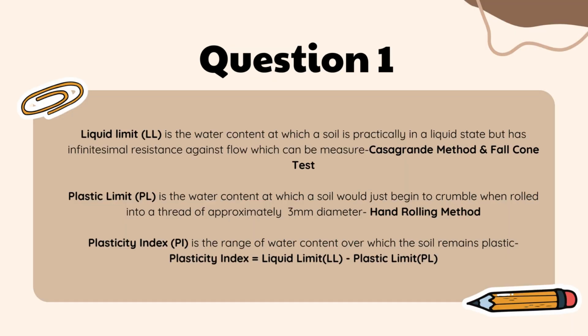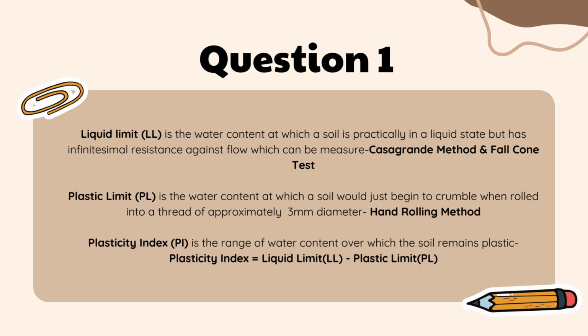For question 1, part 2, we have to calculate the plasticity index. For calculating the plasticity index, we have to know the liquid limit and plastic limit. Liquid limit is the water content at which a soil is practically in a liquid state but has infinitesimal resistance against flow, which can be measured by the Casagrande method and the Falcon test. Plastic limit is the water content at which a soil would just begin to crumble when rolled into a thread of approximately 3 mm diameter, which is the hand rolling method.